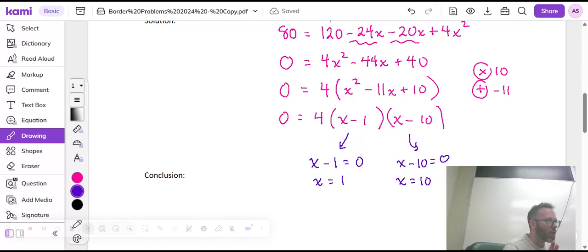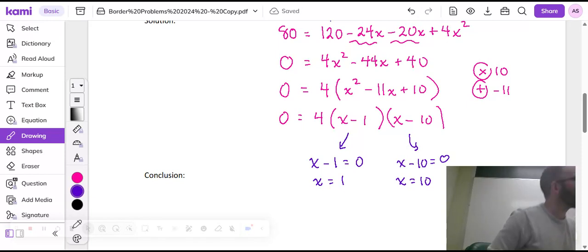Now, can you guys have a think for a second? I'm actually going to do my attendance while you think on this. Does this mean there are 2 possible border widths, or 2 possible rugs I could buy? One that satisfies this, one that satisfies this? Or do only one of these answers make sense? Remember, x represents the width of the uniform border around the room. So you guys think on that. I'm going to pause the video.